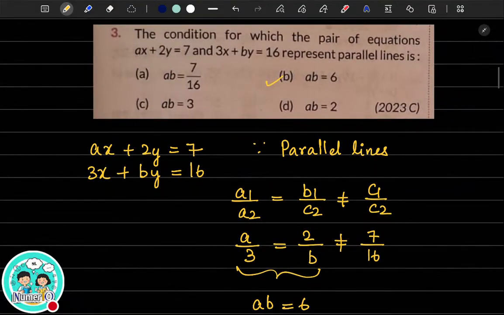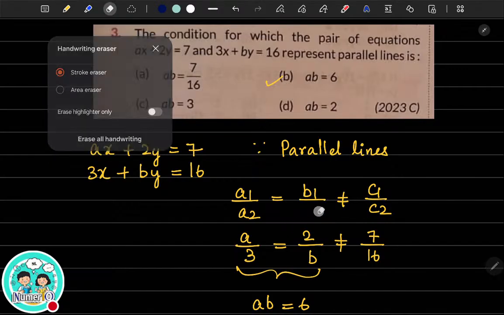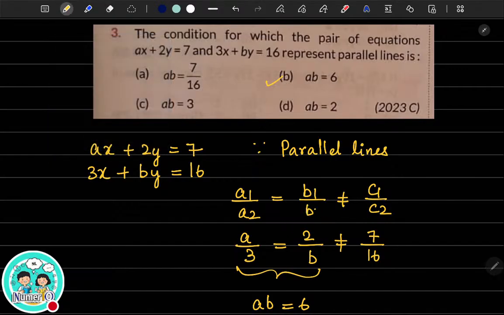Oh, correct. Thank you for reminding. Just a second. B1 by B2. I hope it is correct. Thank you so much for pointing that out. I hope it's all correct now. Is it correct?